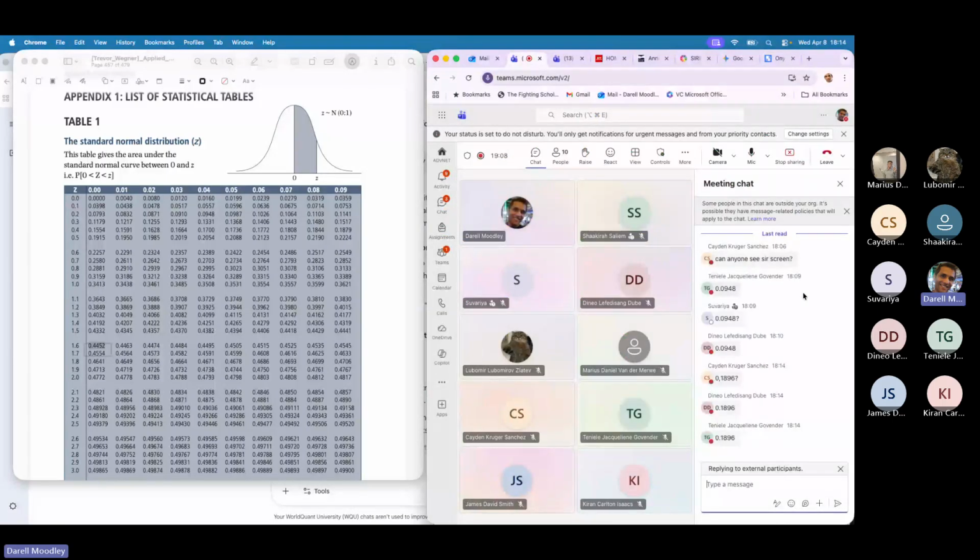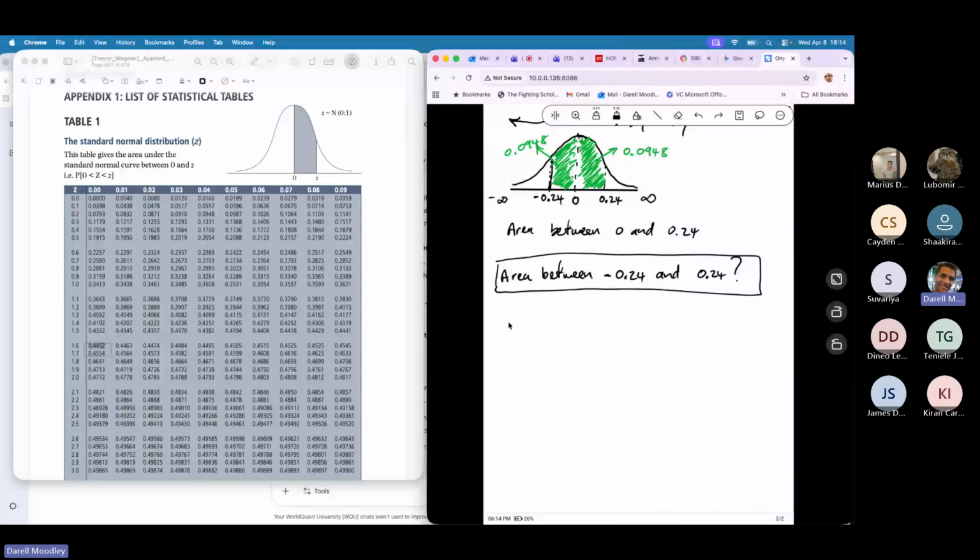Nice, very good. So what you did is you added the two up, right? So in other words, the answer is 0.0948 plus 0.0948. In other words, you just added these two areas up. Very good. And that's how you got 0.1896.